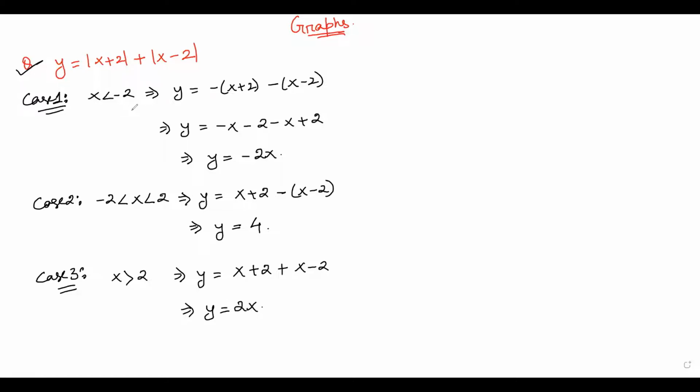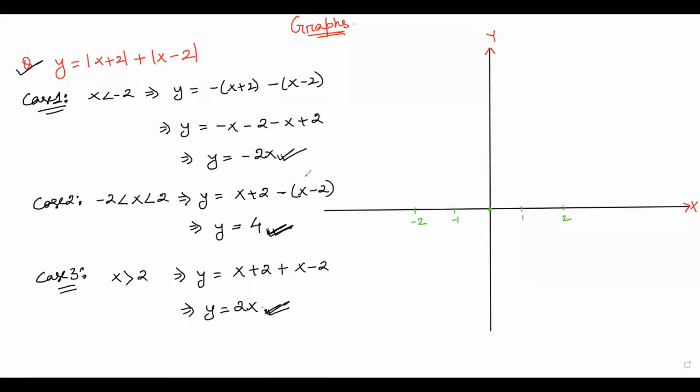So when x is less than minus 2, we have the equation as y equal to minus 2x. And when x is lying between minus 2 to 2, we have the equation as y equal to 4. And when x is greater than 2, we have the equation as y equal to 2x. Now, let us try to plot the graph based on these conditions. Y equal to minus 2x would be a line which would be something like this. That is, passing through the origin and having a slope of -2.